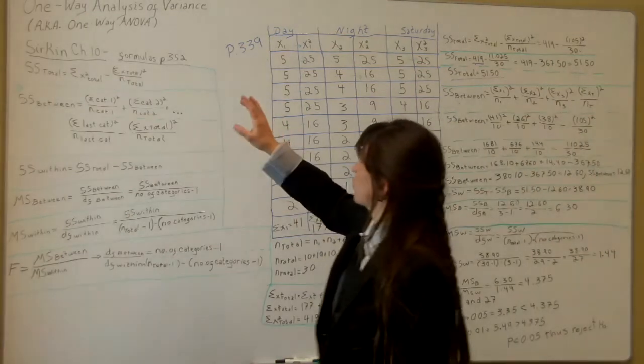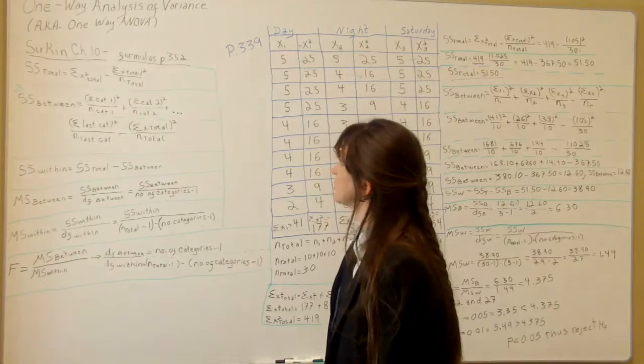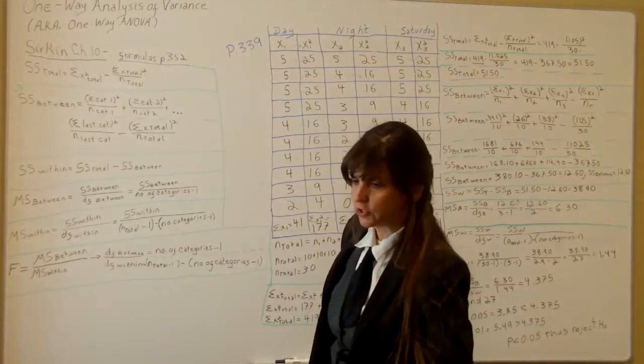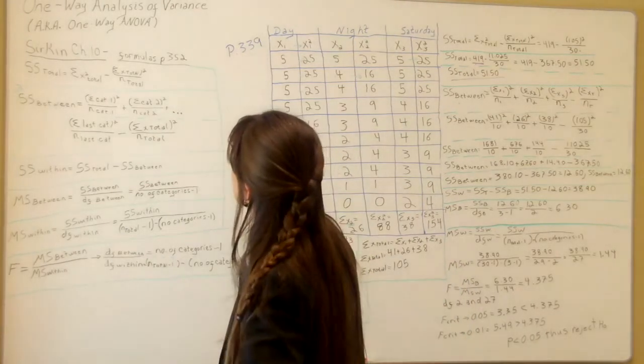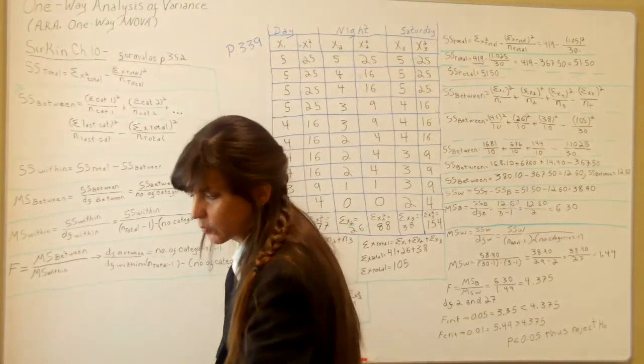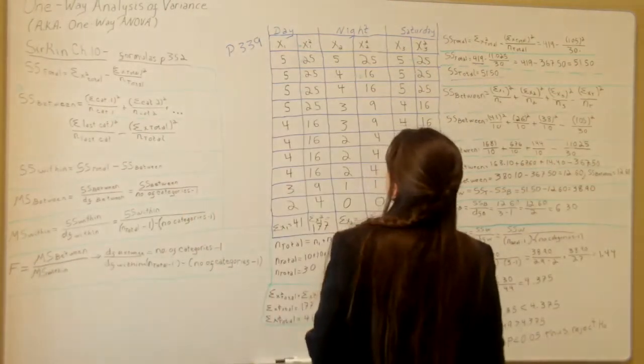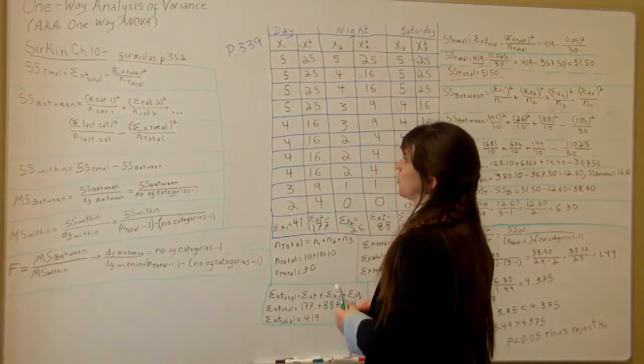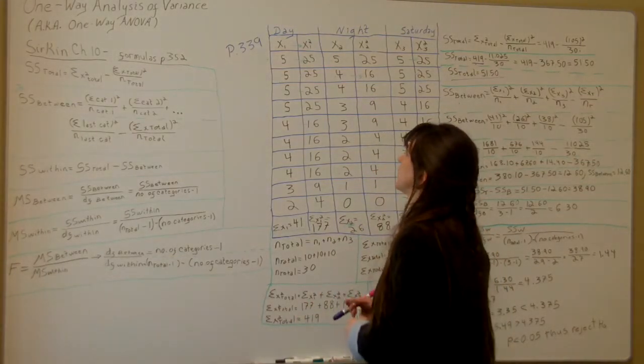This is your one-way analysis of variance, also known as one-way ANOVA. This is on Sirkin, Chapter 10. You see your formulas on page 352. We're going to do a quick crash course on how to do the one-way ANOVA, looking at the data starting on page 339 of your textbook.